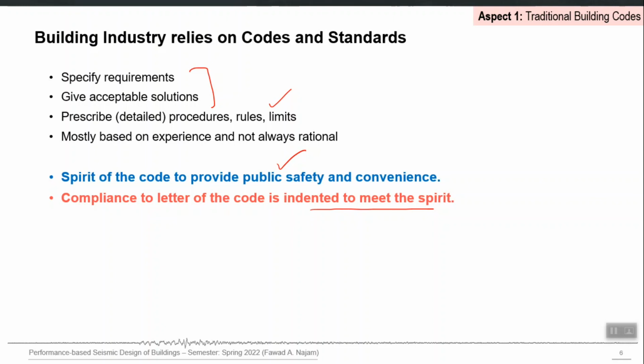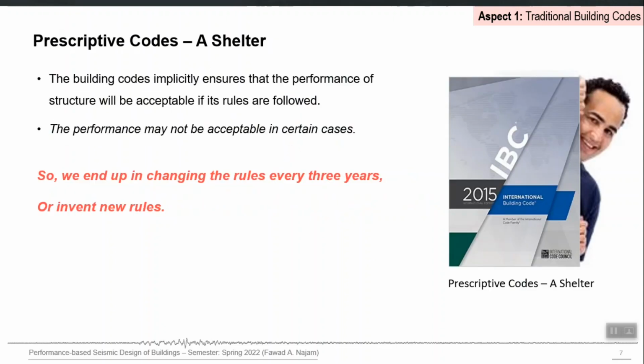So, the intention of building code is to provide safety, and that intention is actually fulfilled implicitly by following the letter of the code. So, building codes prescribe rules, regulations, they prescribe limits, procedures, and you are expected to follow them, right. So, they implicitly ensure that the performance of the building will be acceptable if its rules are followed, right. But there is no explicit check. All you have to do is believe in the letter of the code.